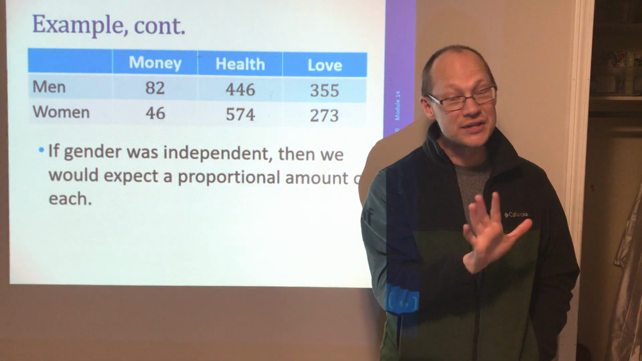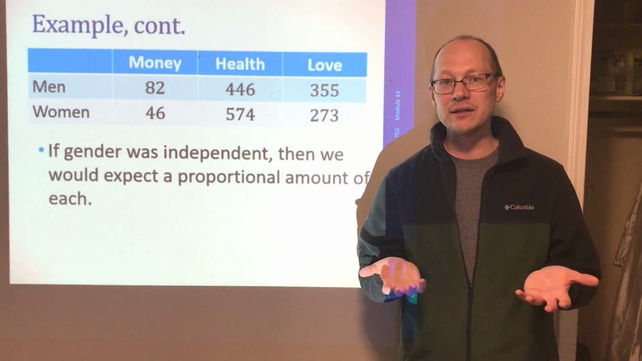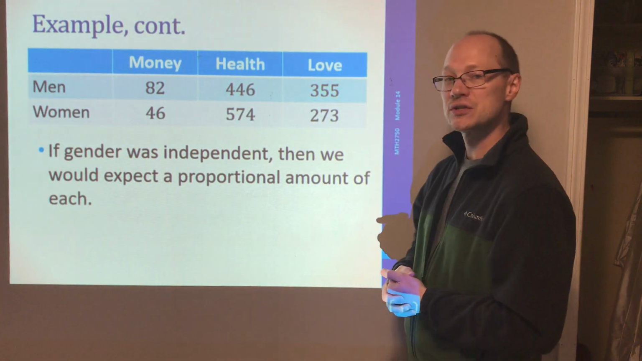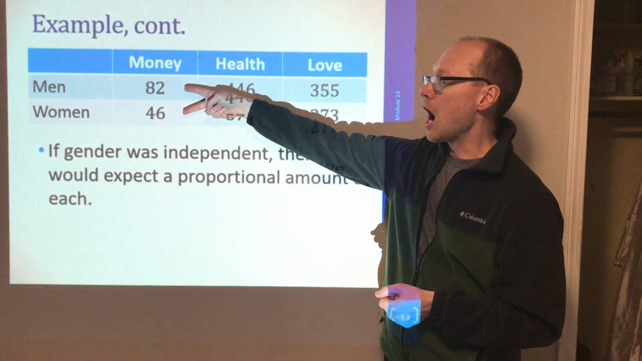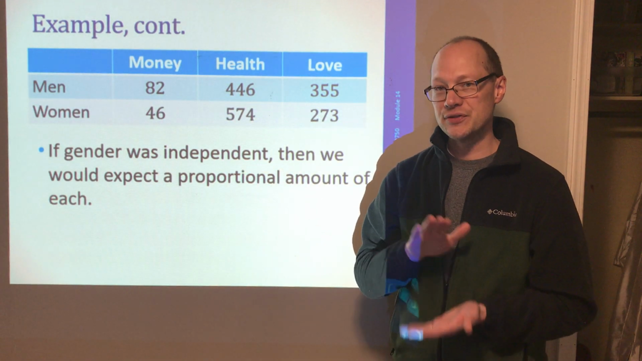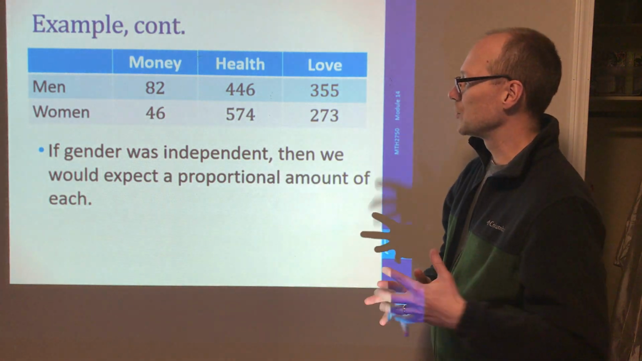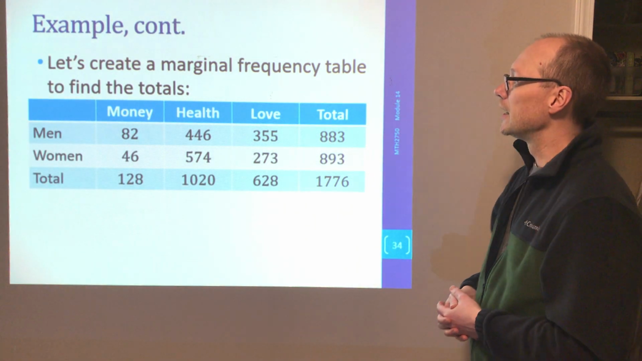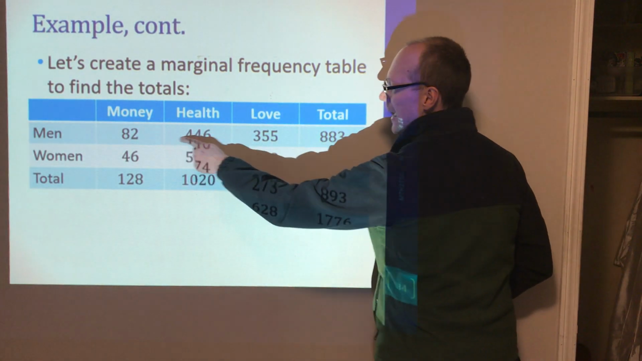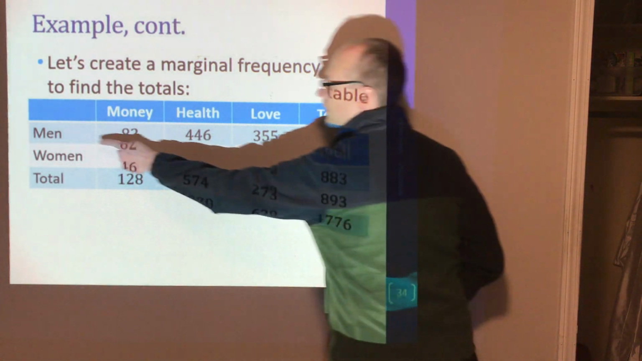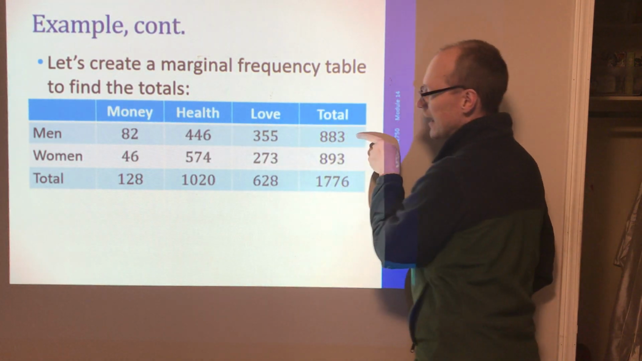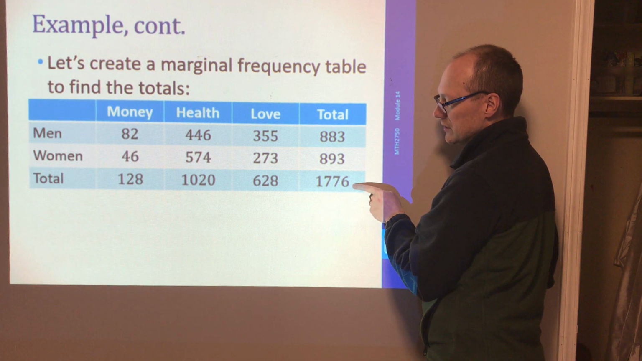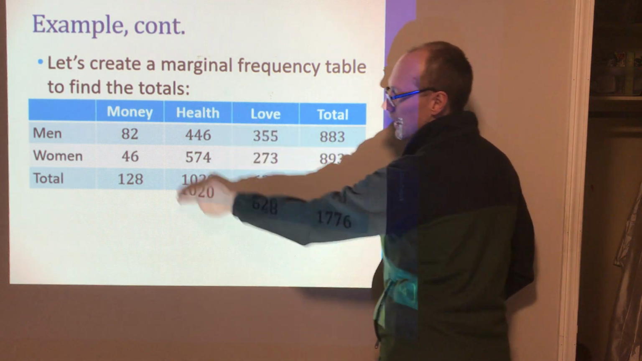But the question then is this: if gender was independent, what would we expect these to be? And furthermore, are these close enough to being the same to pass the test? So what we're going to do is create a marginal frequency table. We just add these three together, and find that of the men divided into those three categories, there were 883 of them, and there were 893 women, for a total of 1776, and then love, health, and money.